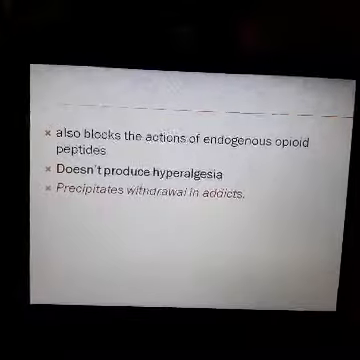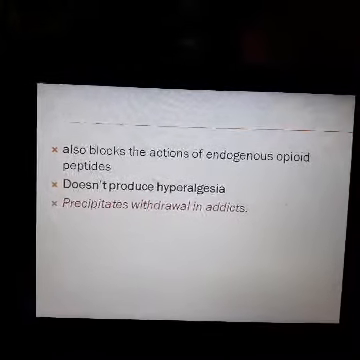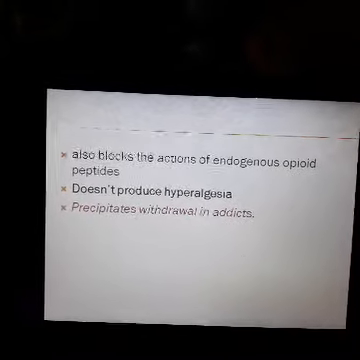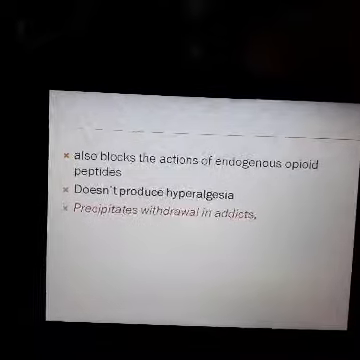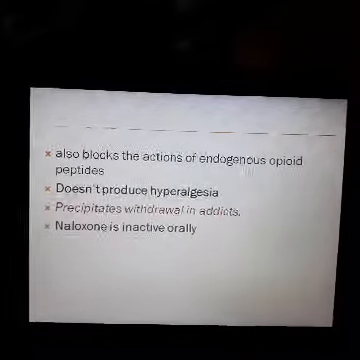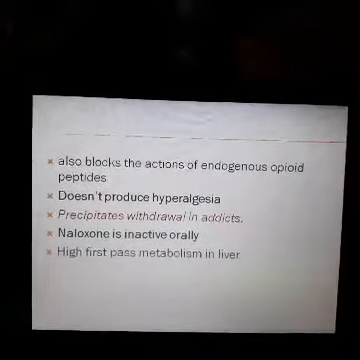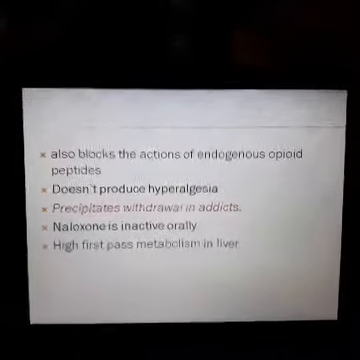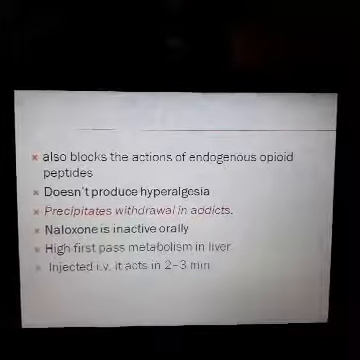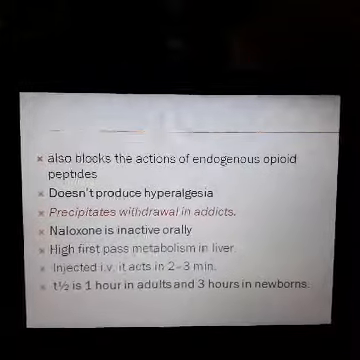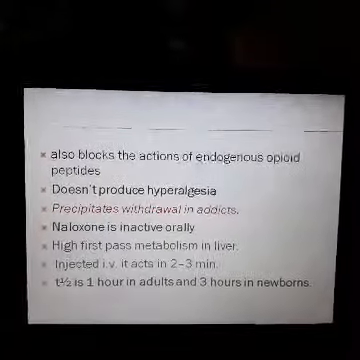So naloxone is an antagonist. That's why in patients who are addicted to morphine or heroin, it precipitates withdrawal, and it has to be given by the IV route. Onset of action is within 2 to 3 minutes, with fast metabolism in the liver. Injected IV, it acts in 2 to 3 minutes. Half-life is 1 hour in adults and 3 hours in newborns.